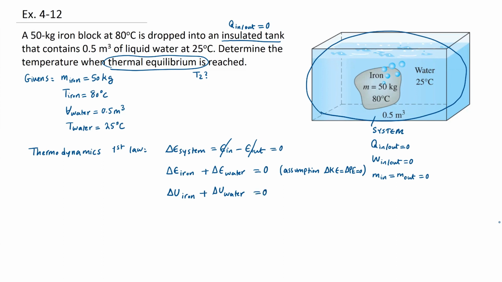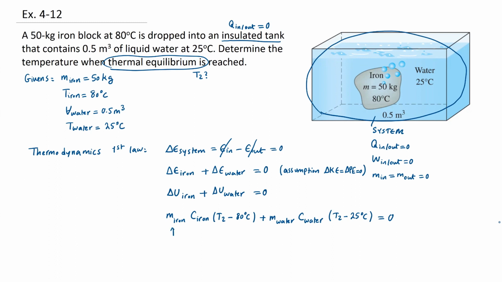And for a solid, delta U of iron is equal to mass of iron times specific heat of iron times (T2 minus T1) of iron, where T1 is given in the problem, 80 degrees C, plus delta U of water, which is mass of water times the specific heat of water times the change in temperature, T2 minus T1 of water, where T1 is given in the problem statement, 25 degrees C, is equal to the right-hand side, which is equal to 0.